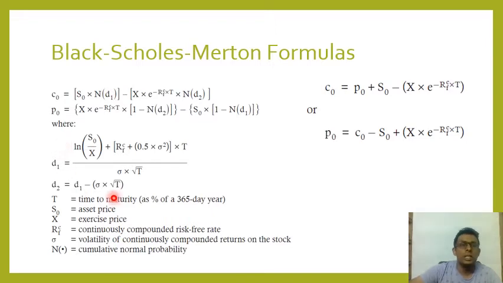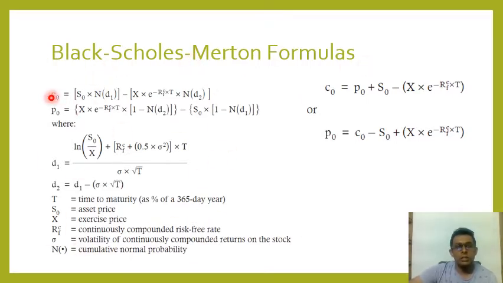So d1 and d2: d1 is ln of S0, that is stock price, divided by strike price, plus the risk-free rate plus 0.5 into sigma square, that is sigma square by 2, into t time period, divided by sigma into root t. And d2 is equal to d1 minus sigma into root t. So this is how we find these, and N(d1) we will find using our table. So this is an outline of the Black-Scholes-Merton formulas.